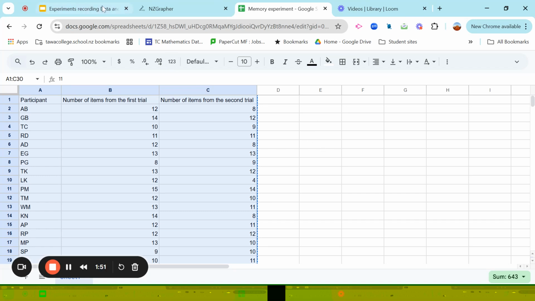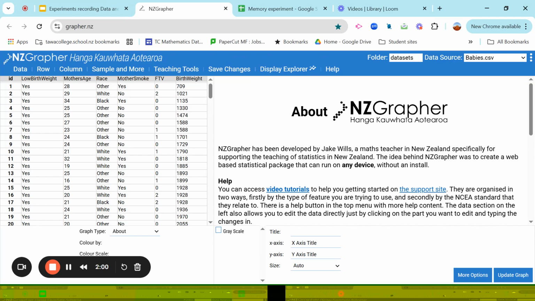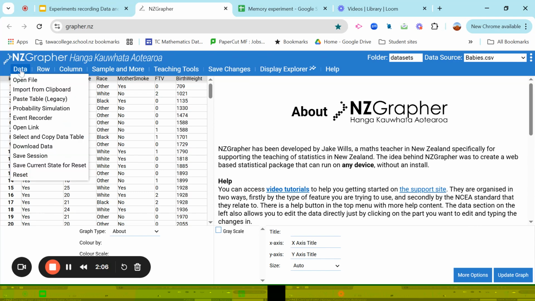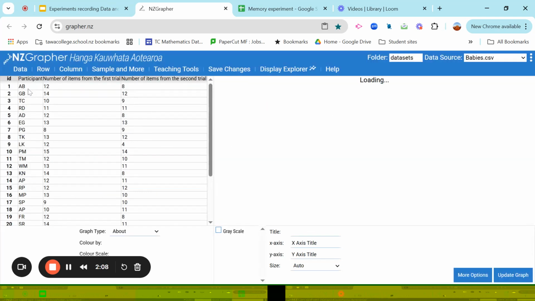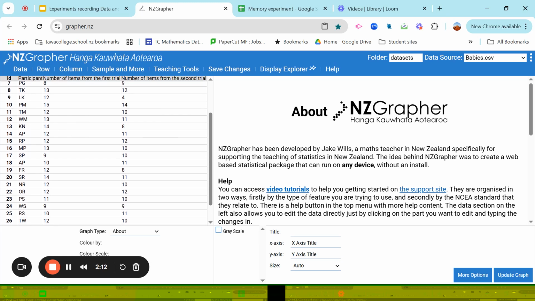My next job, after I've copied that into my assessment, is to draw the graphs. And we're going to be using NZGrapher today. NZGrapher has two particular graphs that we're interested in showing here. I'm going to first of all copy my data in. So if I go up to here, the data function, I've got my data in the clipboard. And if I import it, I can see that now it is in NZGrapher.